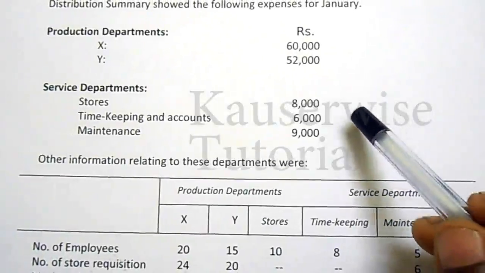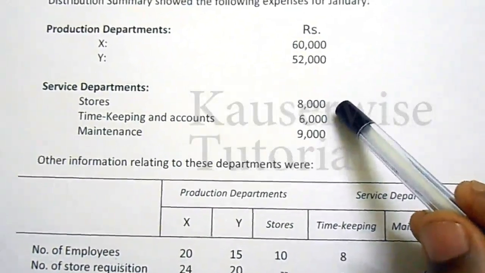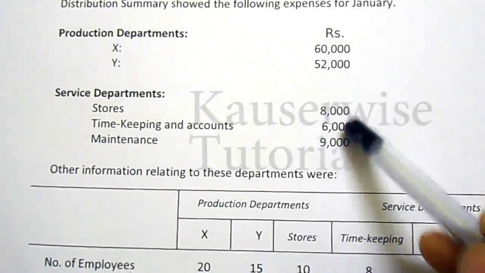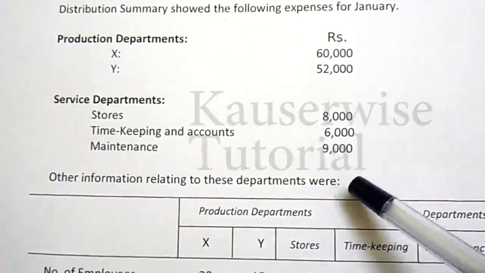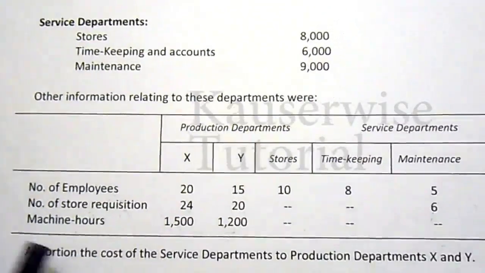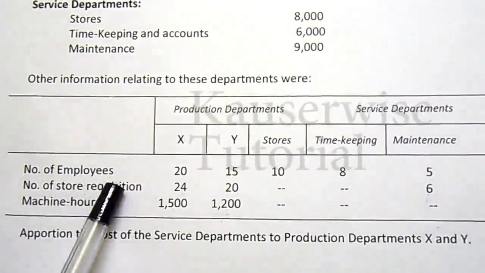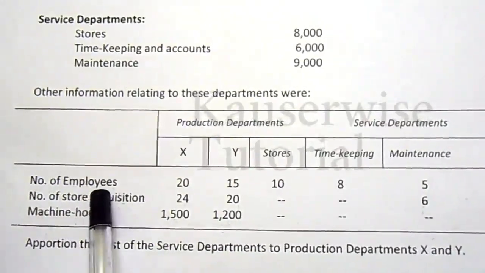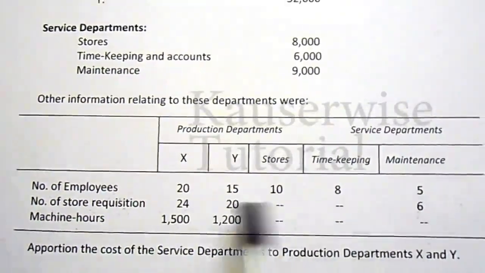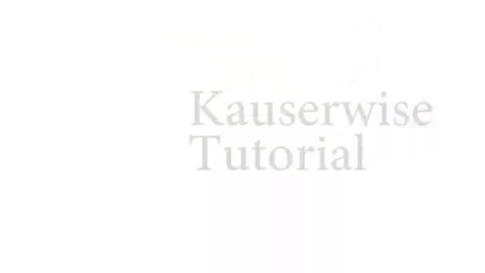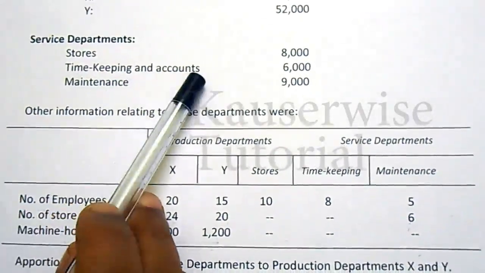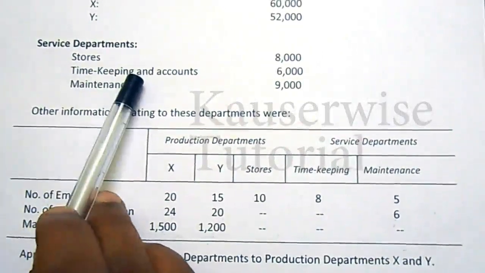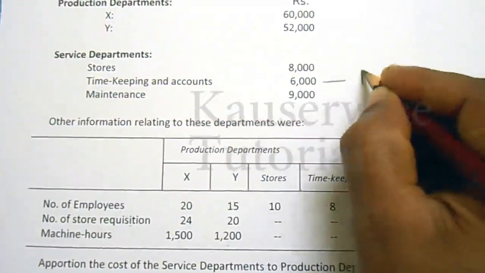So the first step is that the sequence of apportionment must be chosen. Here we have three service departments, stores, timekeeping and maintenance. Now look at the apportionment bases. The first one is number of employees. For number of employees, we have apportionment for all the five departments. So this basis is applicable to timekeeping and accounts. The first sequence is timekeeping and accounts.